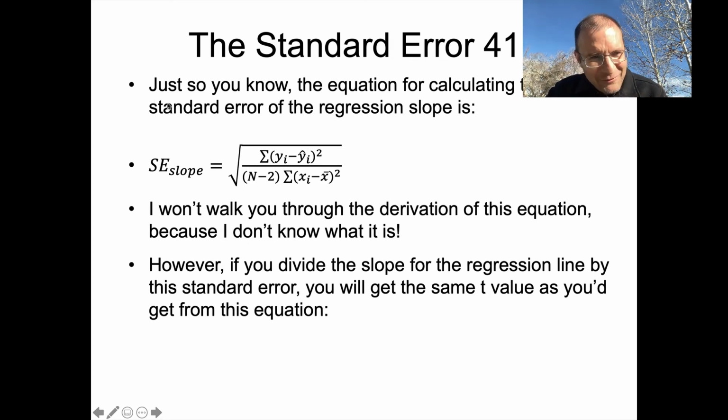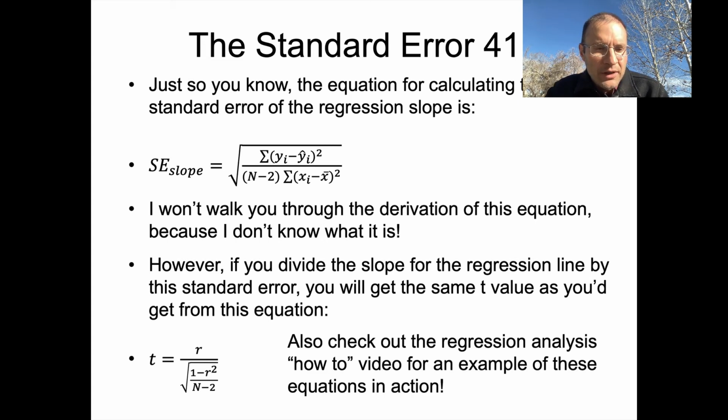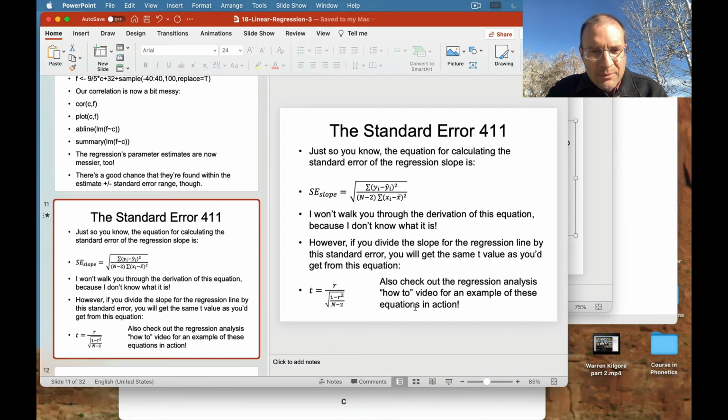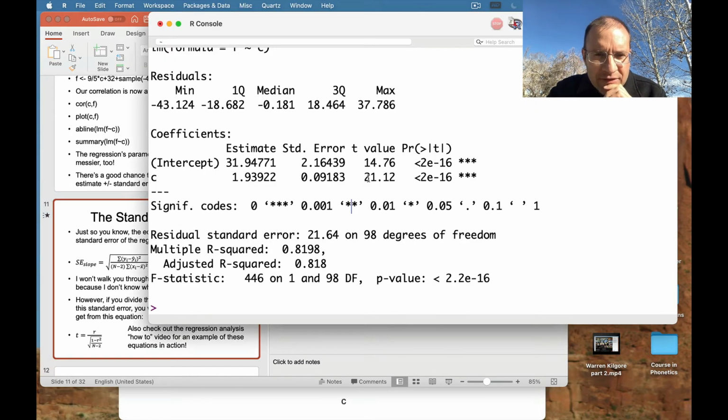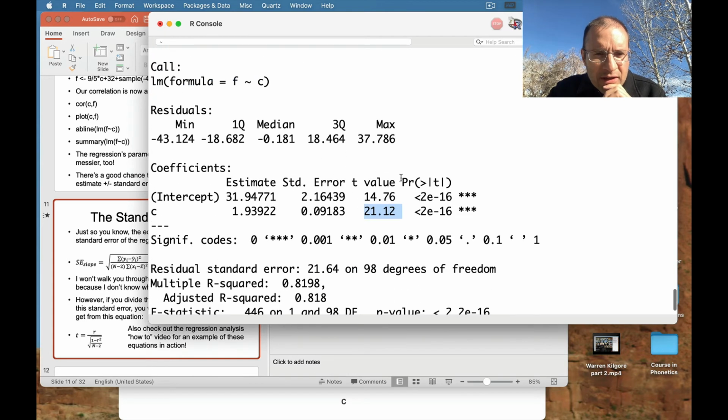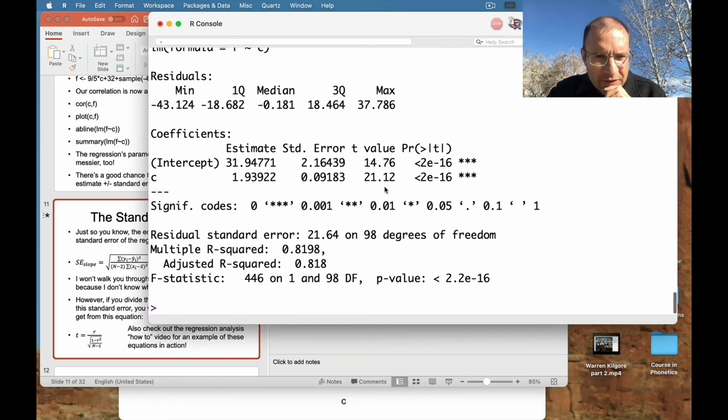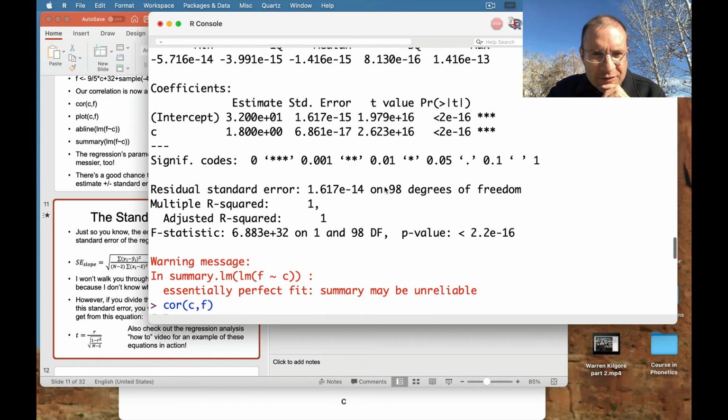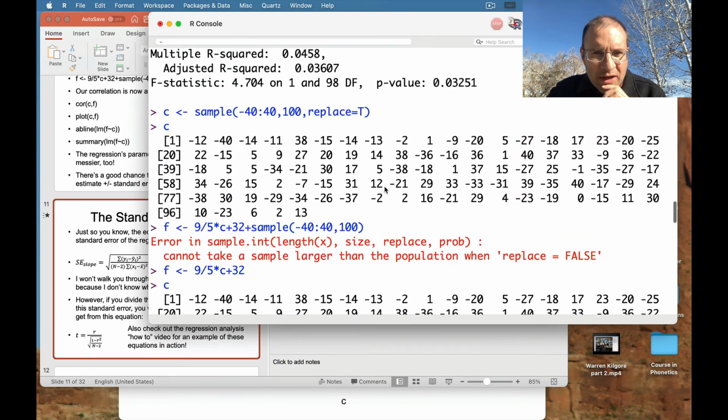The other part of this that I want to get across is that if you divide the slope estimate for the regression line by the standard error, you're going to get the same t-value as what you'd get from that equation that I started this lecture off with. So t equals r divided by the square root of 1 minus r squared over n minus 2. That will give you this t-value here. This is what it looks like for Fahrenheit and Celsius. It's going to be easier to see if we go up to our x and y calculations.